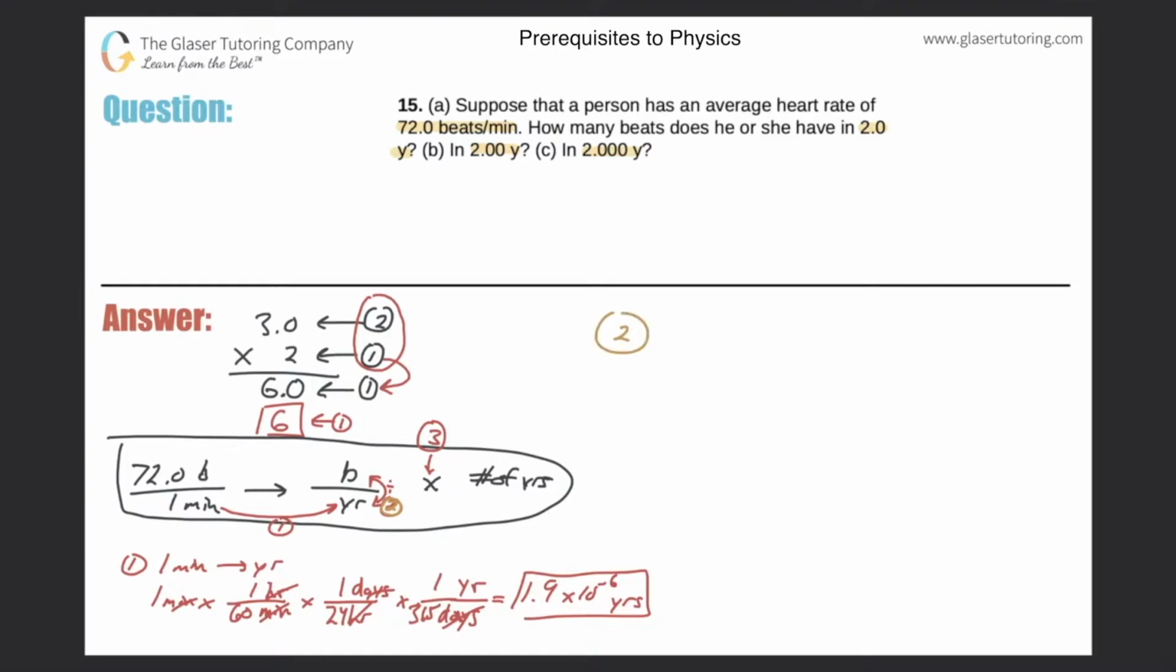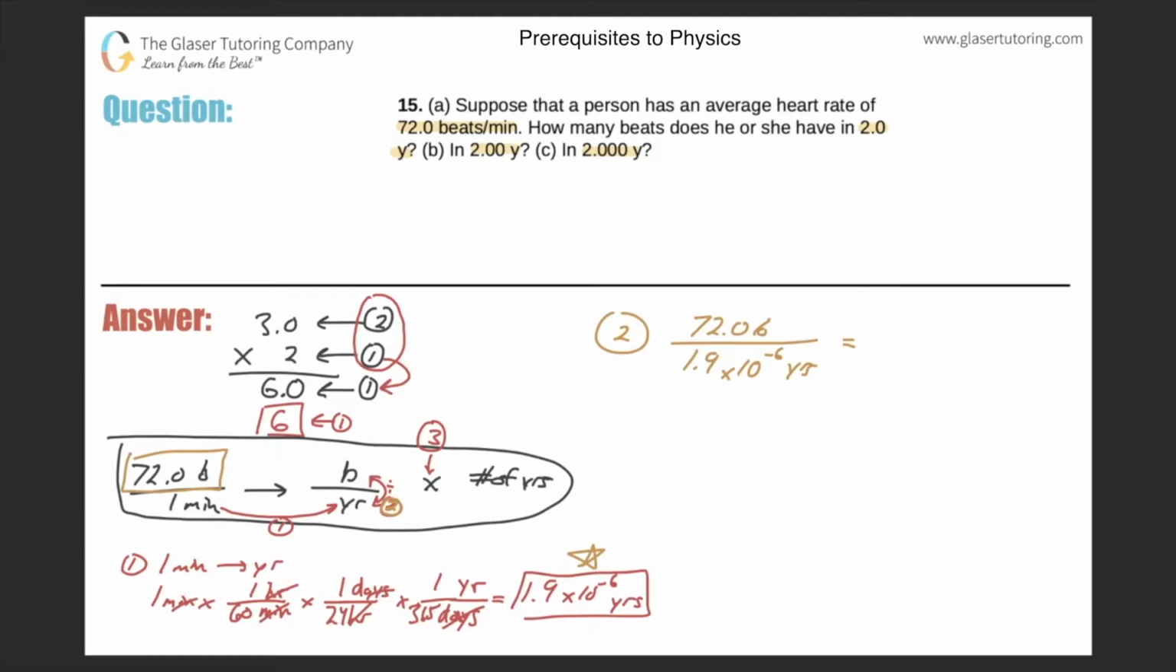Anyway, don't mind me. So step number 2 now will be to take the beats value. Now remember, the beats value was 72 beats. So that's the beats value, 72.0 beats per the number of years I just calculated. So 1.9 times 10 to the minus 6 years. And when I do this division, I now find the value of beats per year. So plug that into your calculator.